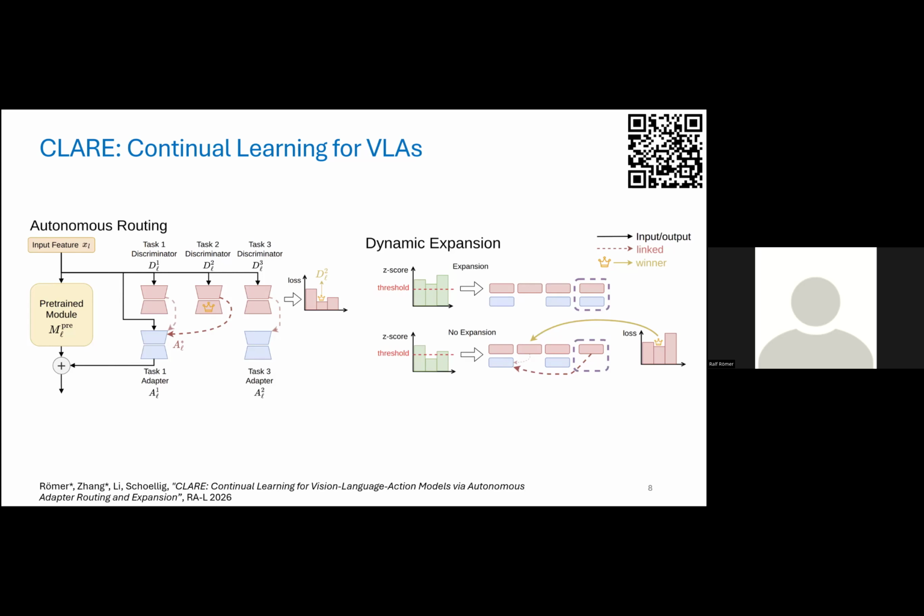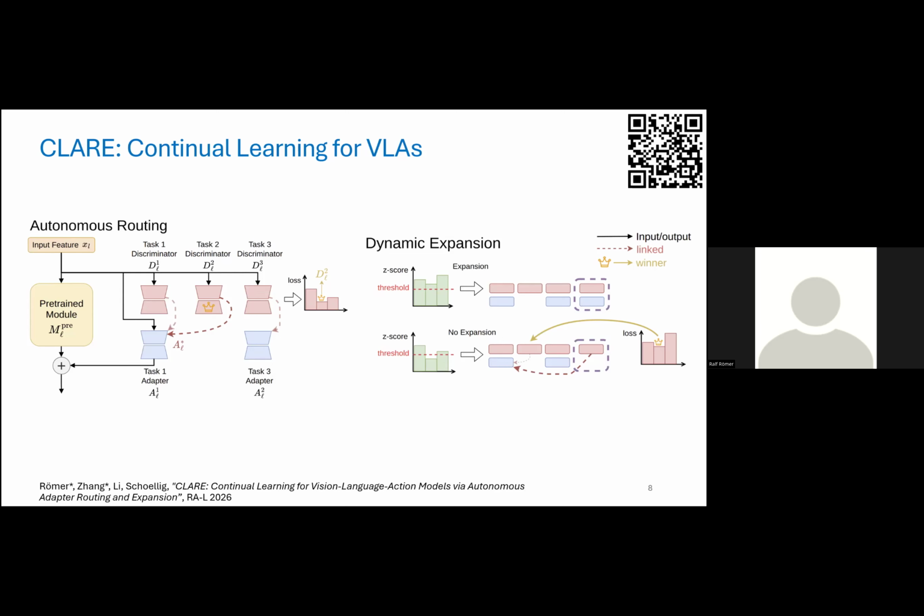So let's say we have a new task that we want to learn, and in these expandable layers, let's say in this case, each of the discriminators that we have already learned would have a high loss, which means the new task has features that are very different to everything that we've learned before.